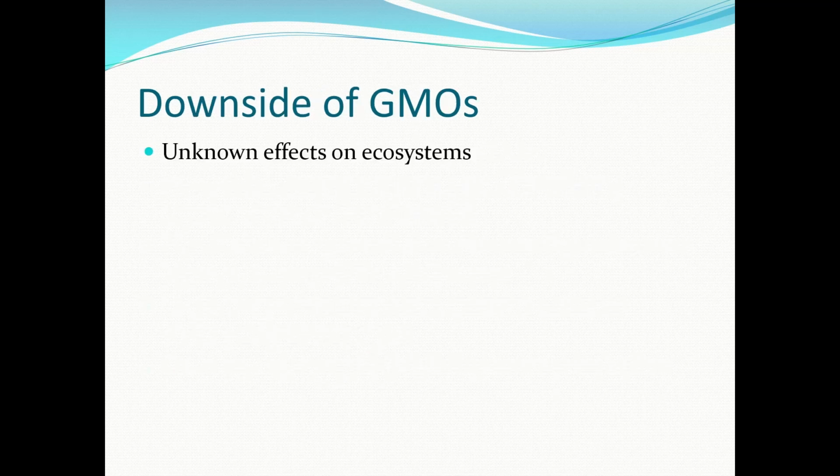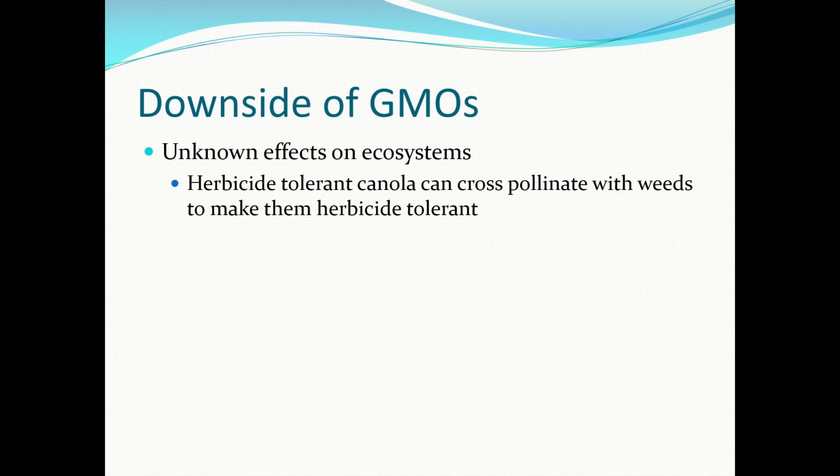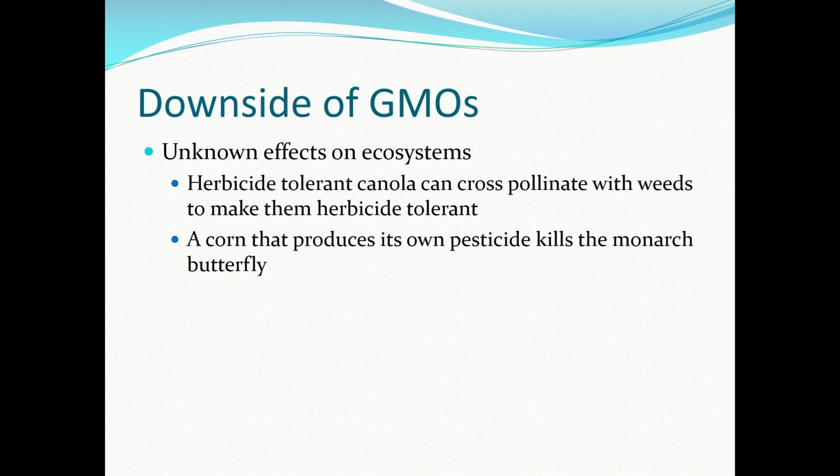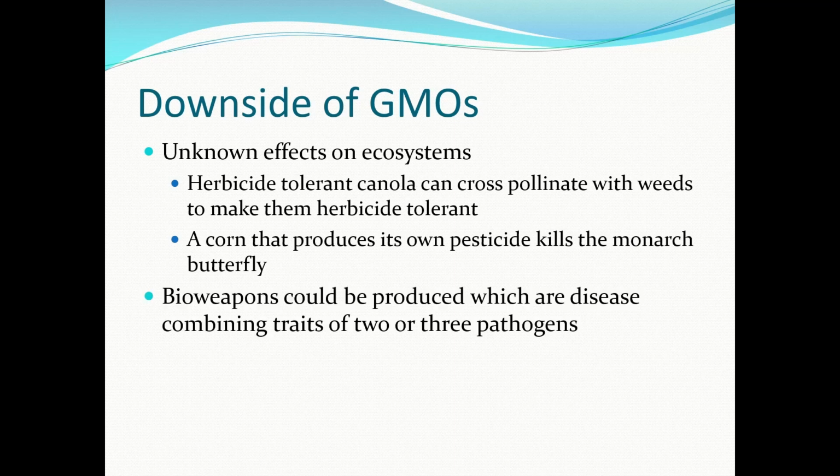Okay, the biggest downside of GMOs is unknown effects to the ecosystem. So they've made herbicide-tolerant canola. It can pollinate with weeds, and it makes them herbicide-tolerant, so that's not good. Then what do you use to kill the weeds? And corn that produces its own pesticides kills the monarch butterfly, which is bad for the ecosystem because monarch butterflies are responsible for pollinating things. Bioweapons could be produced using a disease combining traits of 2 or 3 pathogens. So that would be really bad if some unethical people got their hands on this technology.